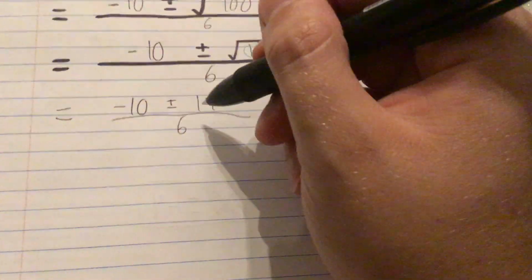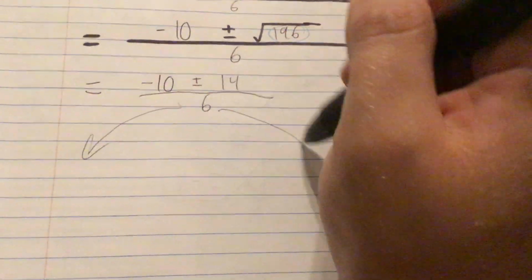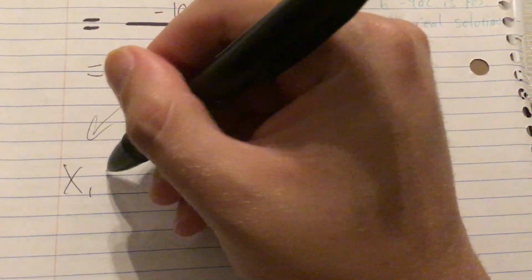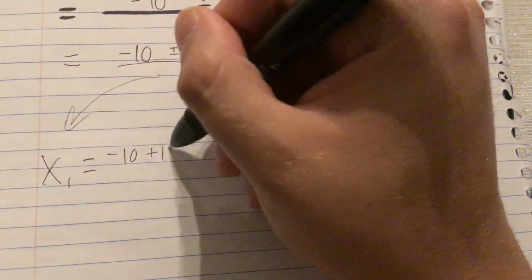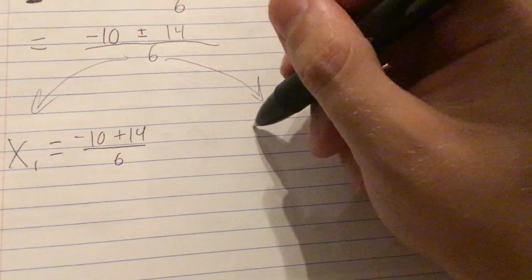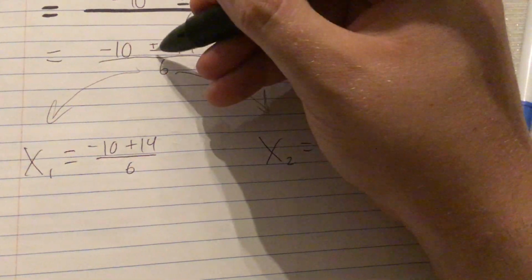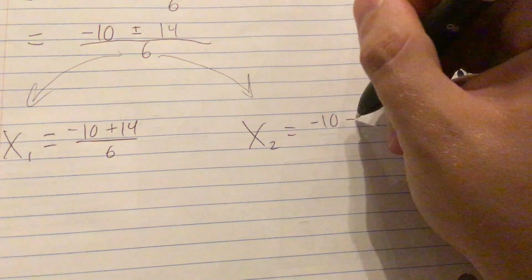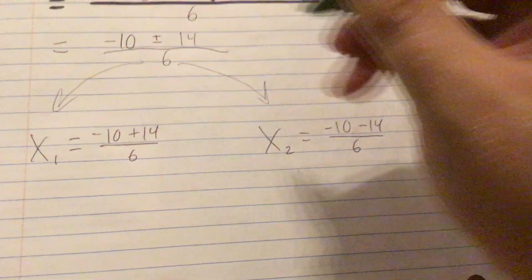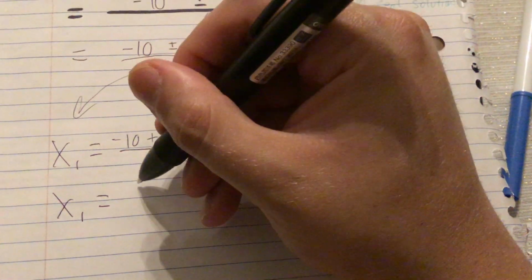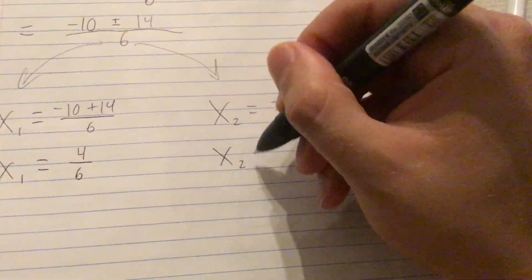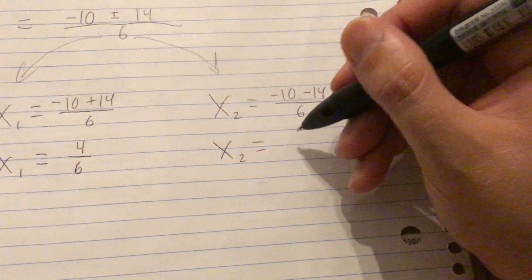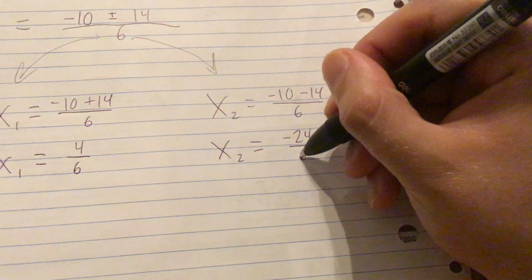Well, now that we've got this plus or minus part figured out, let's split this into two x values. Either x1 is equal to negative 10 plus 14 over 6, or x2, which is negative 10 minus 14 over 6. Okay, so now we've got x1 is equal to 4 over 6, or x2, which is negative 24 over 6.